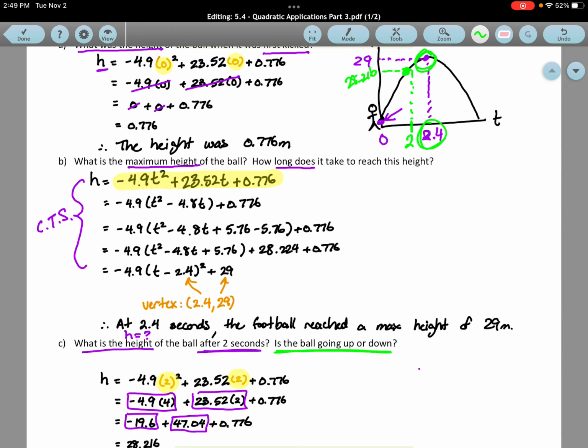Okay, so your ball is actually still traveling upwards at that point. And you can also see that the height hasn't reached the maximum height yet, so it's actually still going up.